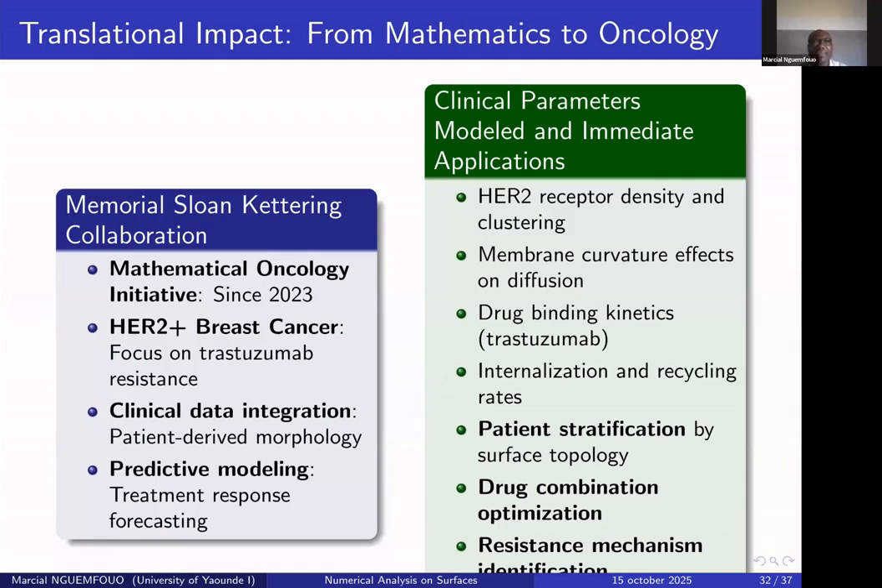What can I say more? From mathematics to oncology, as I said before, and some immediate applications: we need to go deeper into breast cancer receptor density and clustering, to study more the membrane curvature effect on diffusion, the drug binding kinetics, and the internalization and recycling rate, spatial stratification by surface topology, drug combination optimization, and resistance mechanism identification.